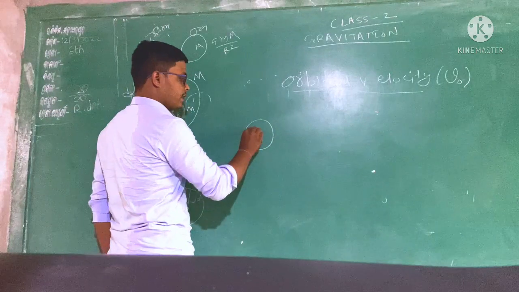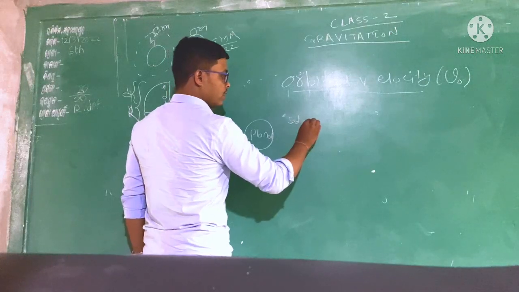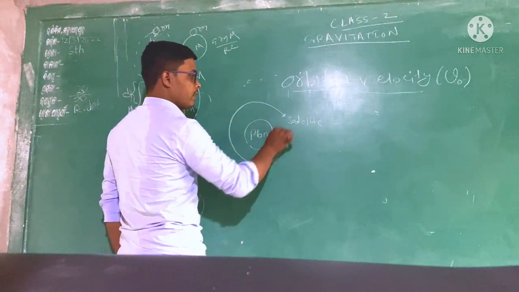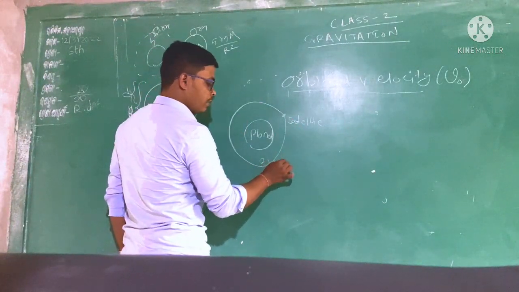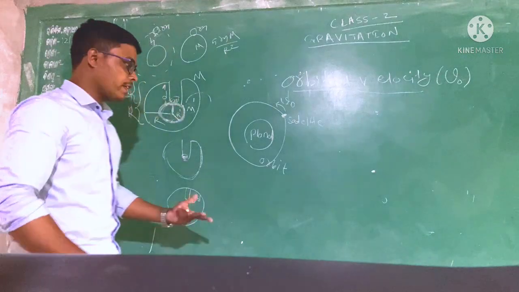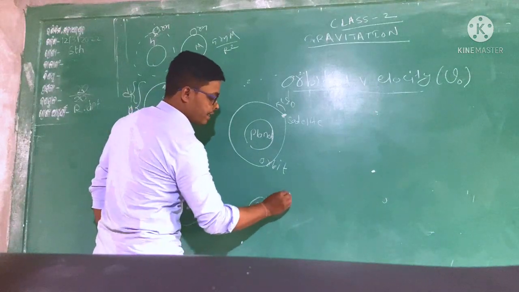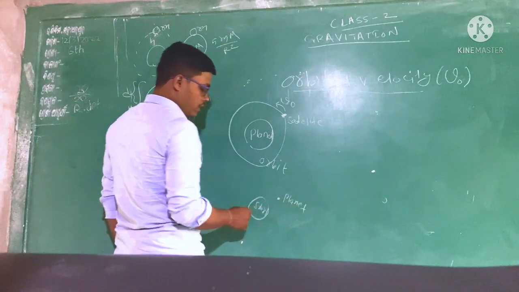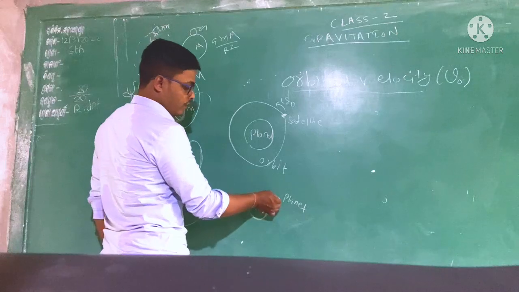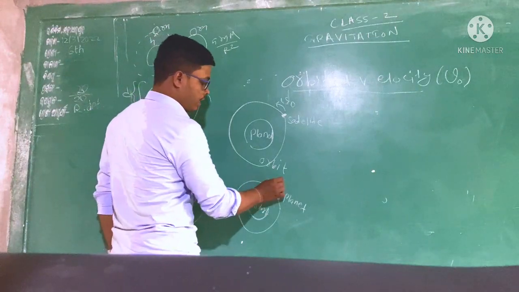So if this is a planet and this is a satellite, and the satellite is moving in a particular orbit, then the velocity with which the satellite is moving is known as orbital velocity. Or in the second case, this is a star and this is a planet. So we can think that this is our Sun and this is our Earth which is rotating around it. So its velocity can also be called orbital velocity.